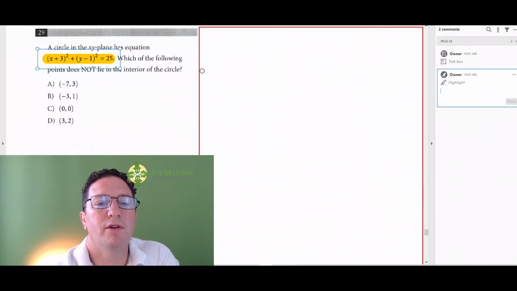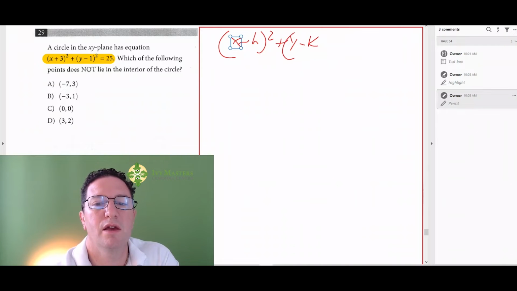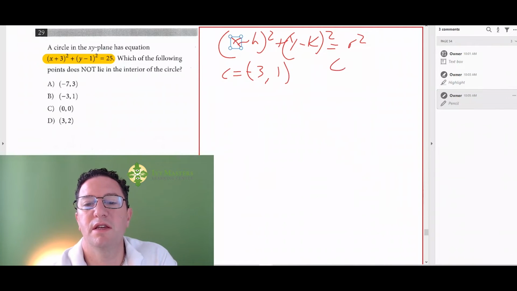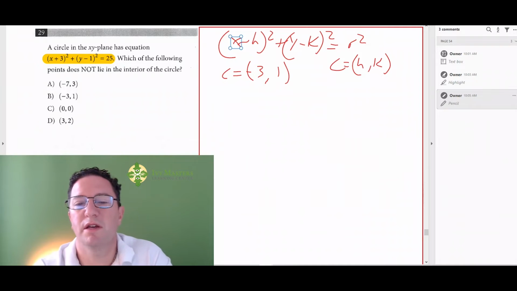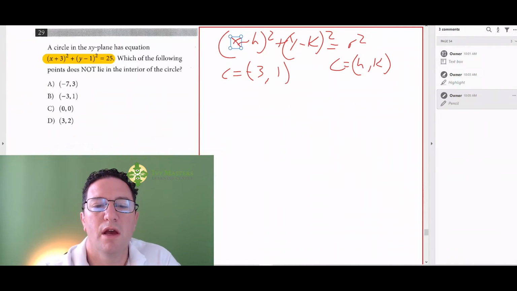When you have this model, (x − h) quantity squared plus (y − k) quantity squared equals r squared, you can see that your center equals (−3, 1), because the center equals (h, k). So it's minus h, minus k, but in the original equation, it's x plus 3 and y minus 1, so it's opposite. And then for your r, r squared is isolated there and corresponds with 25. You can see that your r is 5. You have to take the square root of what's on the right.